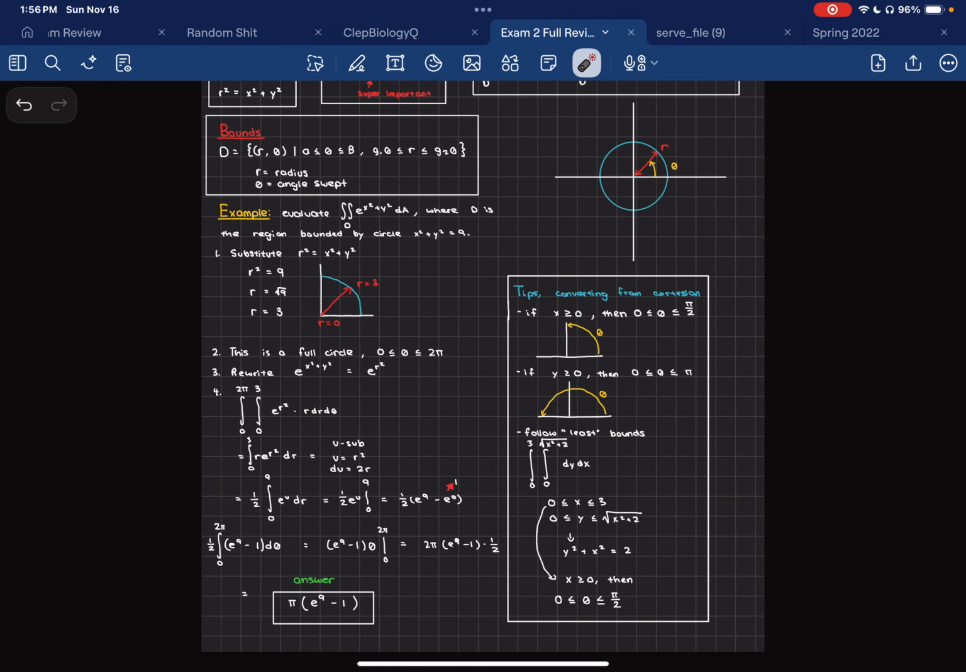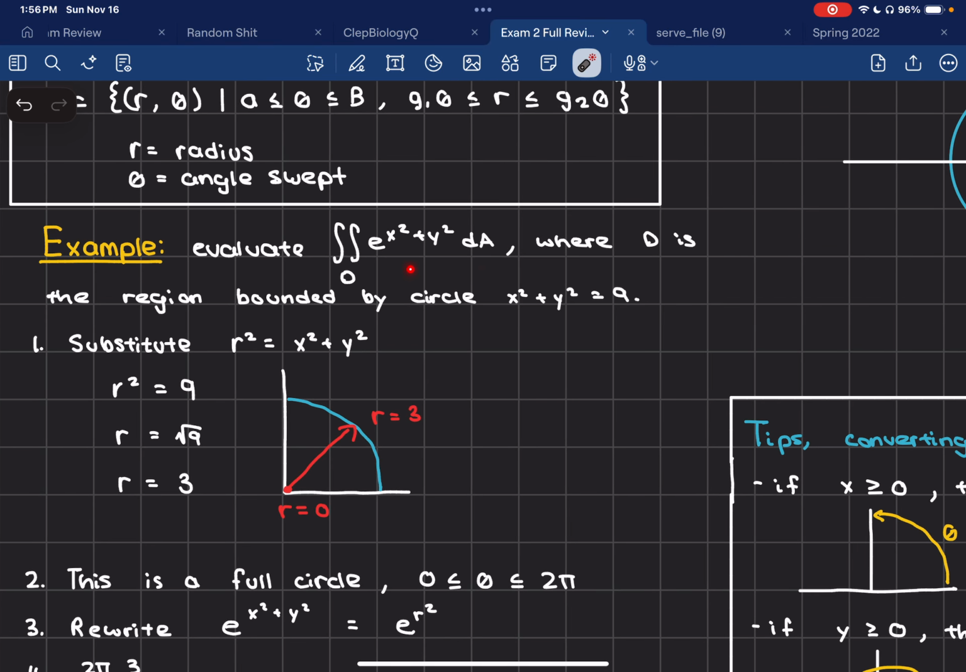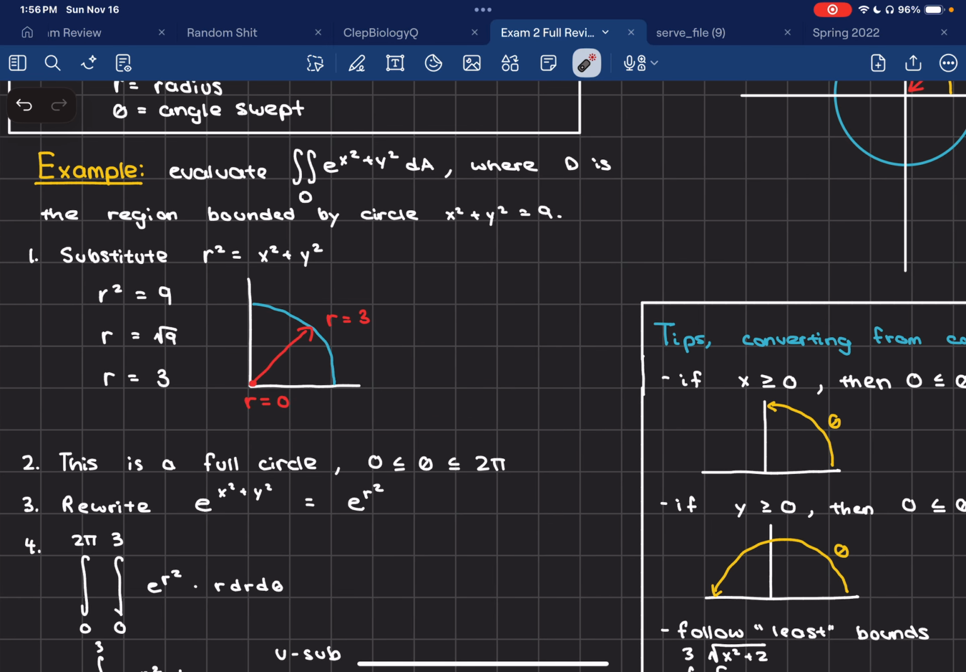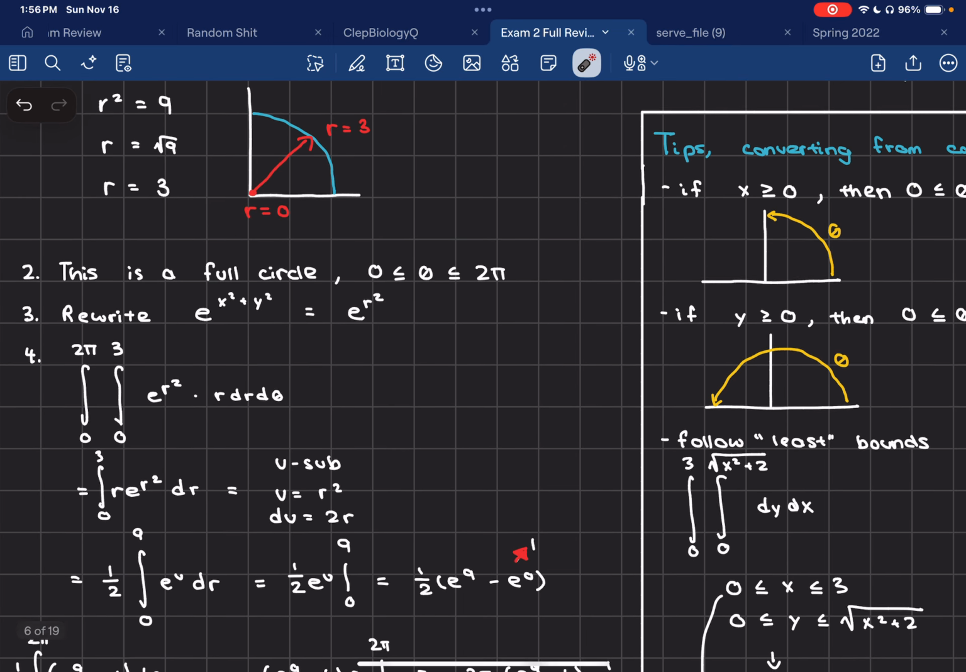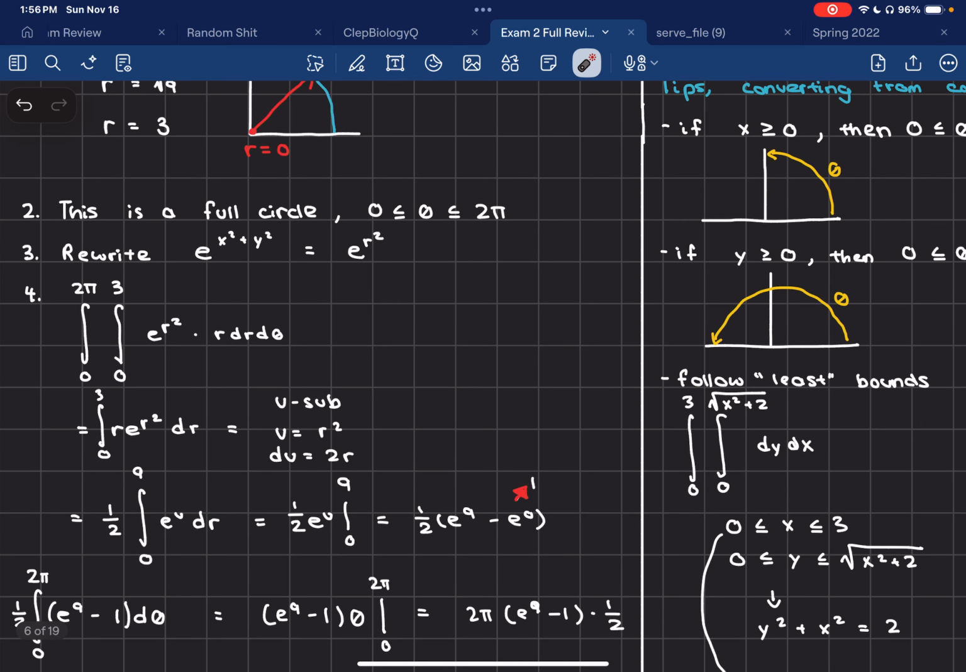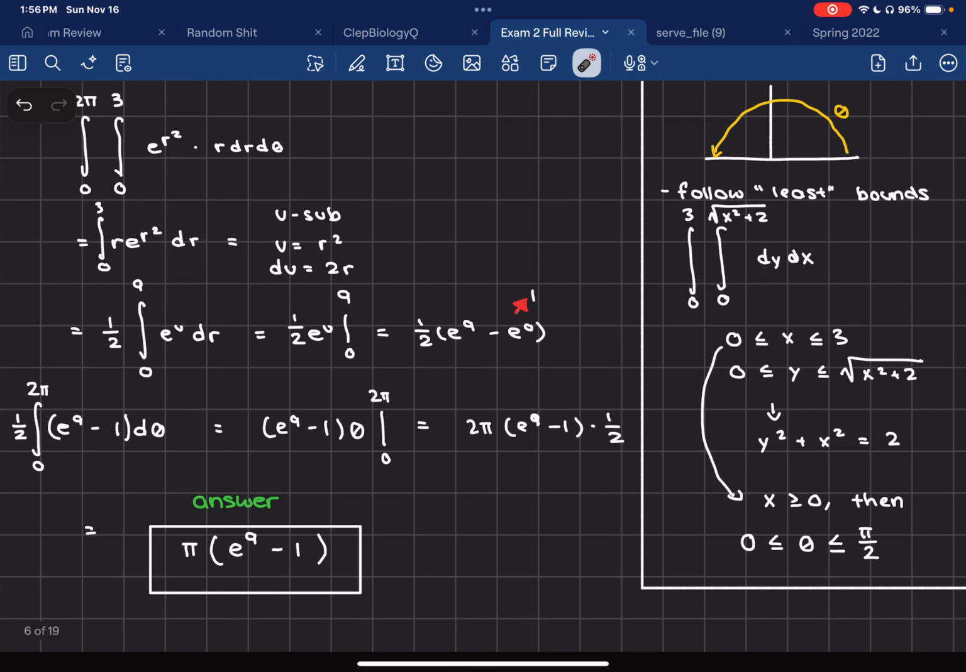Okay, so here's an example for it. You have this formula. D is bounded by this circle right here. You simply substitute r squared equals x squared plus y squared. You find that it's a full circle, so you have your bounds now, and then you simply reintegrate in.